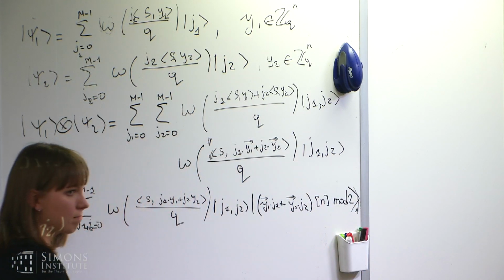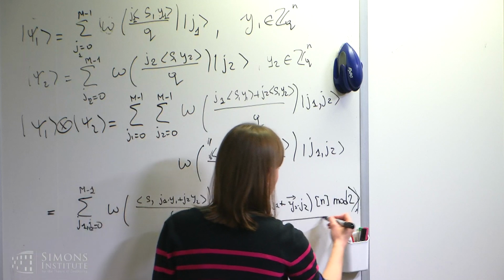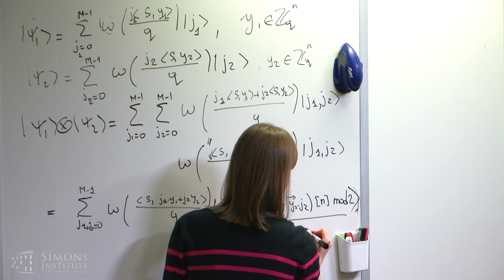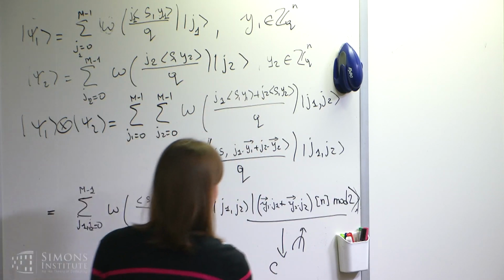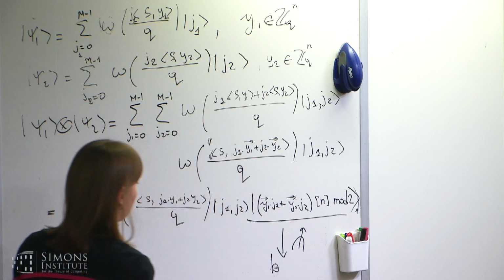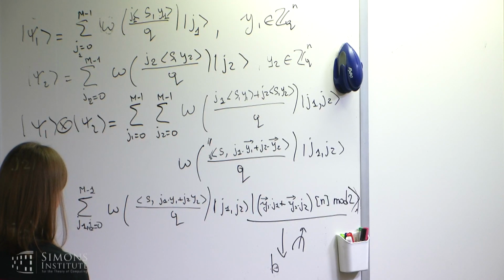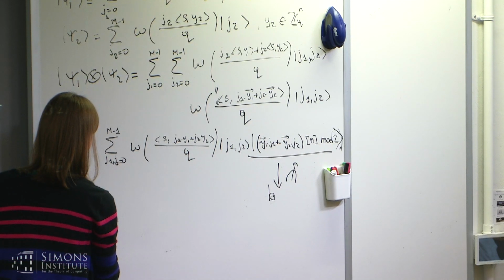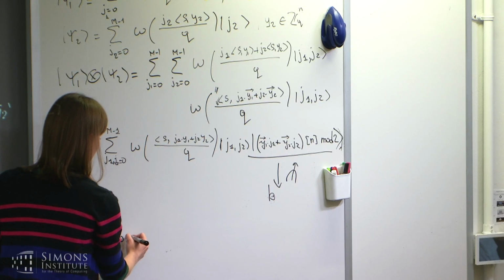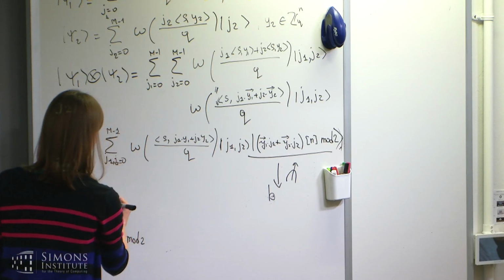Okay. What I'm going to do now is measure this last qubit. And I'm going to get some C, let's call it B, which is either 0 or 1. But the point is that on this part, I'm going to get all the J1 and all the J2 such that Y1 times J1 plus Y2 times J2 is congruent to B mod 2.